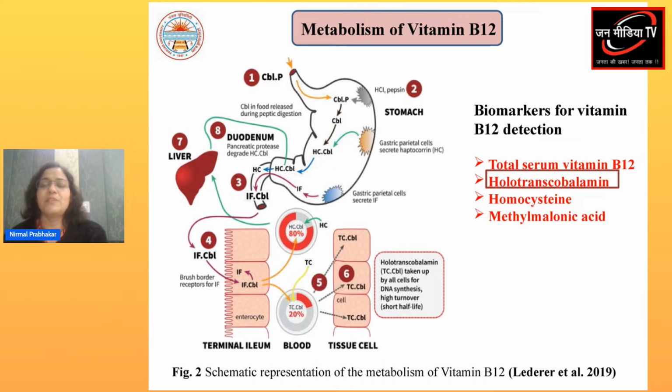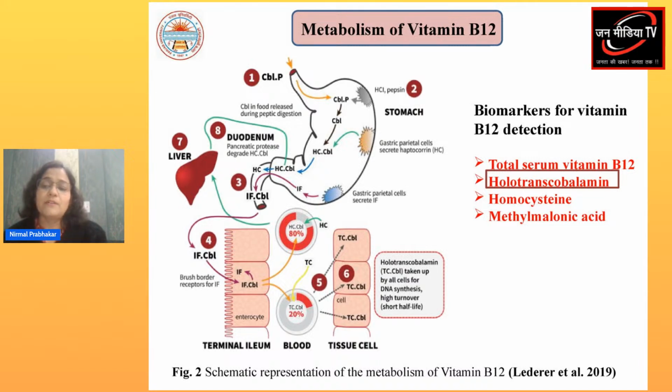So this might create a confusion that the elevated level of homocysteine could be because of vitamin B12 level or because of the folic acid deficiency. And methylmalonic acid levels are also elevated in some cases, like in renal failure, because methylmalonic acid is produced in other metabolic activities also.